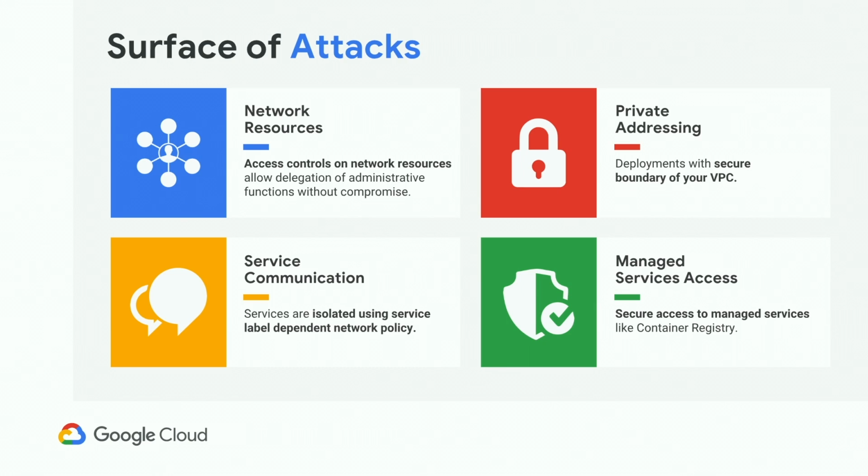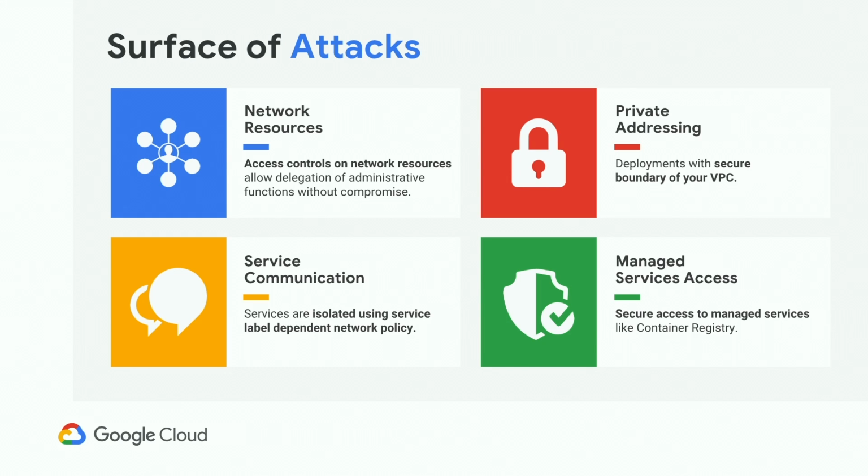So what are the different surfaces of attack we need to be worried about? The first one, as Maya mentioned, is network resources. You might not want, as an organization, critical network resources like your LB rules, your firewalls, your peerings, to be under the control of every single project admin. You might want to have them be under the control or be set up by network and security admins.